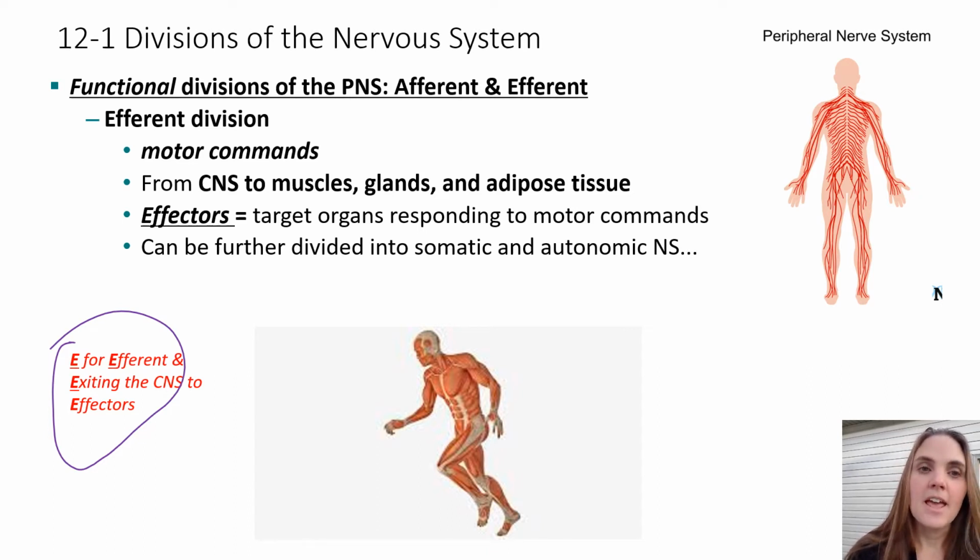So once again, the afferent division, sensory information coming into our central nervous system. Efferent division is motor commands exiting and traveling to our effectors, which is whatever part of the body is going to be responding to those commands. The efferent division can further be divided into the somatic and autonomic nervous systems.